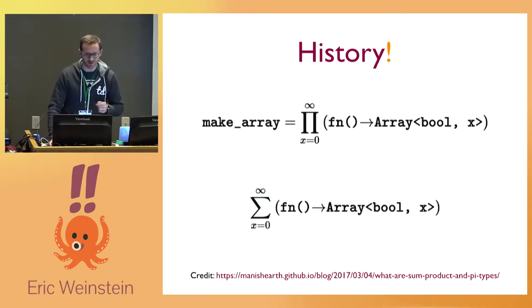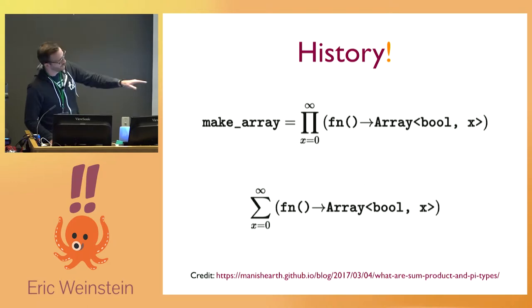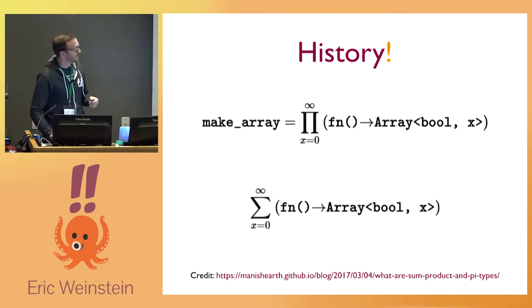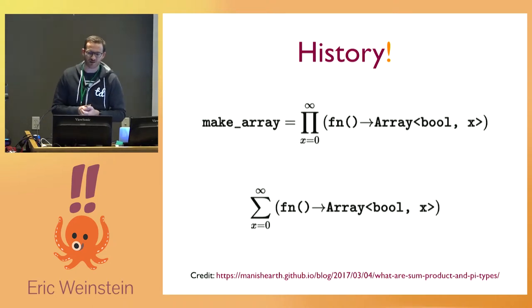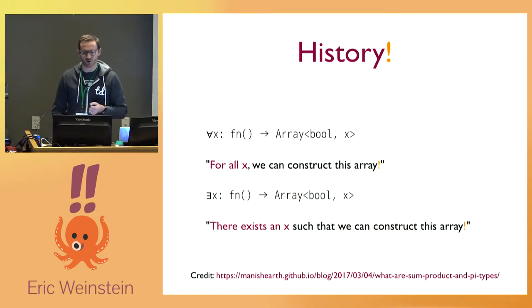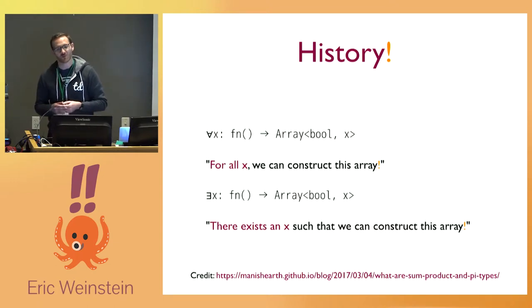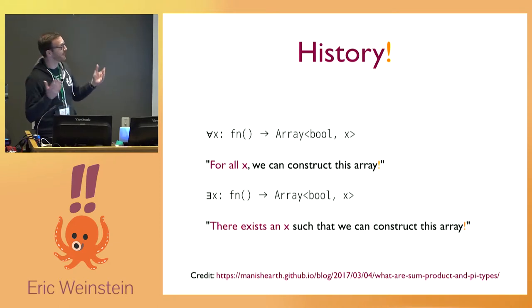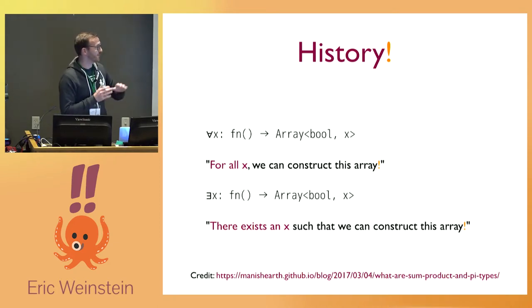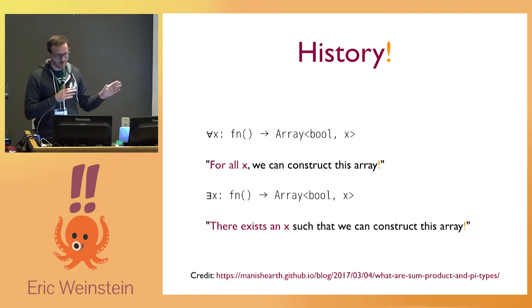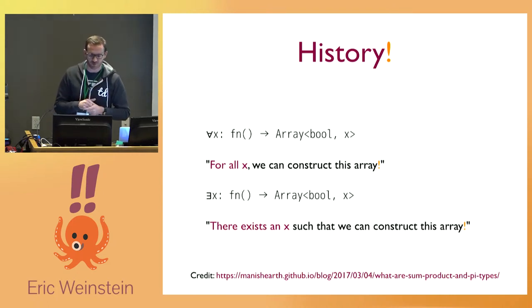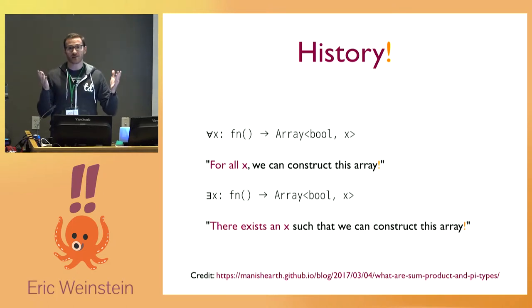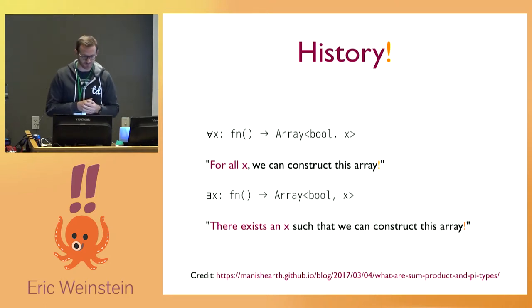And so I found a very nice graphic on the internet. Credits appear down at the bottom that tell you what all this means. So let's say we want to make an array, right? We have two types here, a pi type on top and a sigma type on the bottom. And what these really boil down to are the universal and existential quantifiers. So this first one basically says for all x, we can make this array, which is kind of awesome. And the sigma type corresponds to the existential modifier. So universal on top, existential on the bottom. Existential meaning there exists an x, there's at least one x, such that this is true.